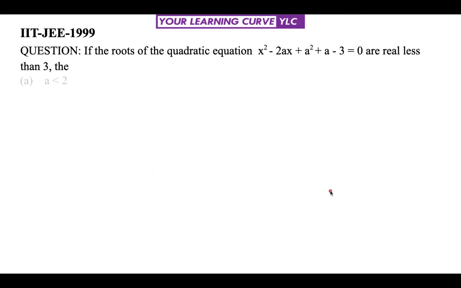Now let's discuss one question asked in IIT JEE 1999. The question asked was, if the roots of the quadratic equation x square minus 2ax plus a square plus a minus 3 is equal to 0 are real and less than 3, then you have to predict the range of this number a. This quadratic, for having roots less than 3, you have to find the range of a. This is clearly a question of location of roots.